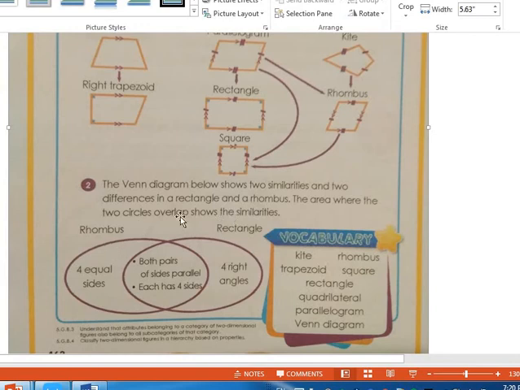The area where the two circles overlap shows the similarities. Okay, here the rhombus and the rectangle both have the points of connection here. Both have pairs of sides parallel, each has four sides. Yes, they are alike in these points. Here I have the rhombus, four equal sides. Okay, four equal sides, but here I have four right angles. Okay, moving to the other slide.